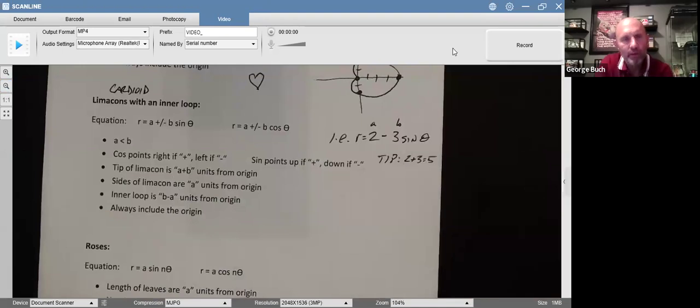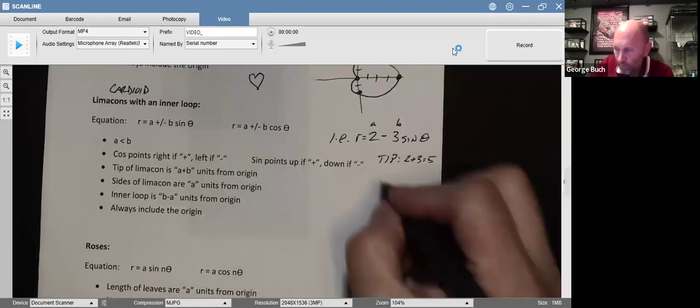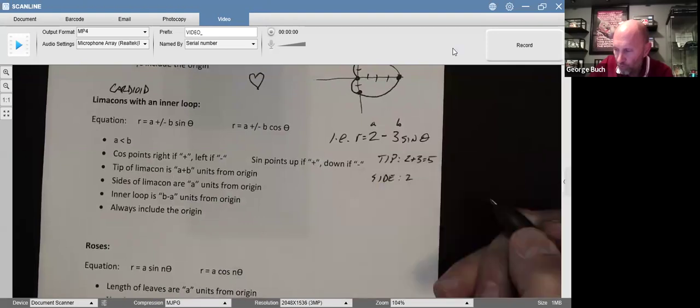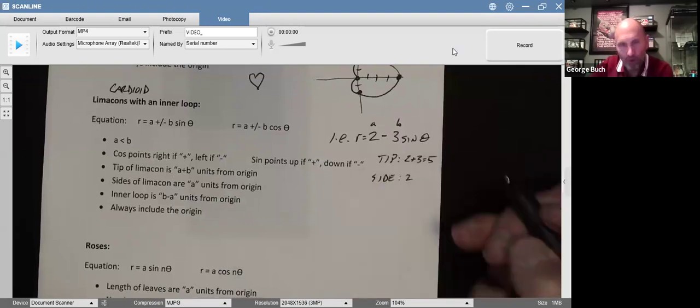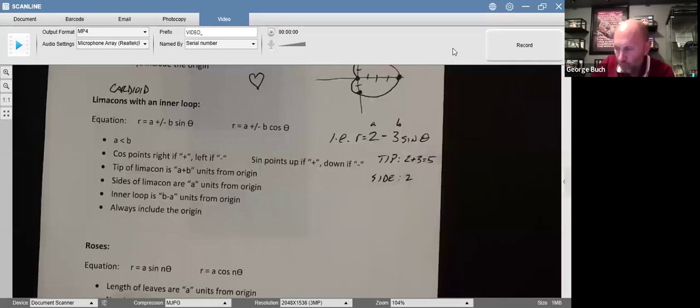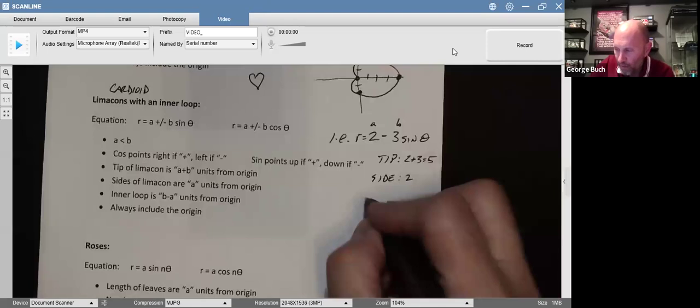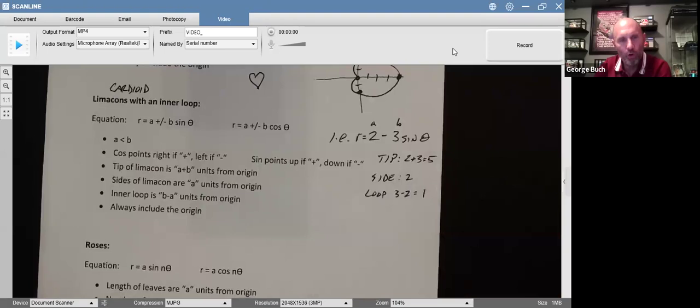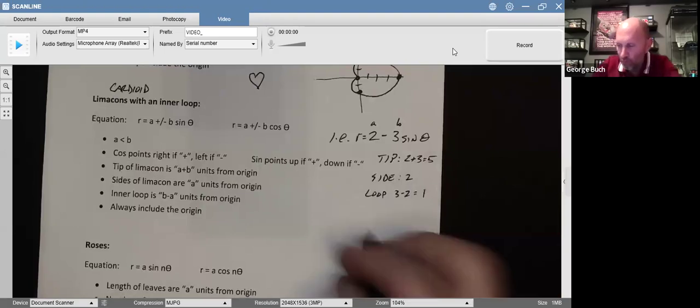Sorry. The sides are still A units away, and A is the first number, so 2 units away. The inner loop, which is going to look like a heart with a hole in it, is B minus A. So my B is 3, my A is 2, so the loop has a distance of 1 unit away from the origin, and again, we still have the origin.